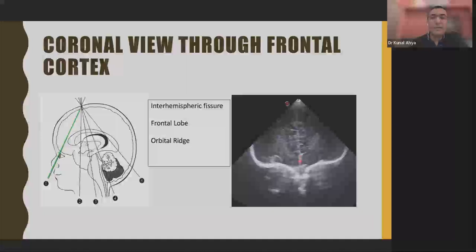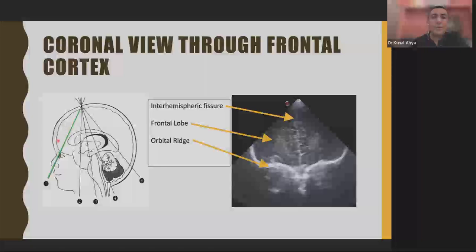Now, can anyone tell what is this prominent structure? Anyone can type in the chat box. Yes, it is the interhemispheric fissure, and the falx cerebri goes inside this. So again, right side, left side, this is the interhemispheric fissure, this is the frontal lobe, and this is the orbital ridge. Below that is the orbit, that is, both the eyes are there. So this is the anterior most view. Again, we are not seeing any of the ventricles. In the anterior most and posterior most views, we will not be able to see any ventricles. So this beam is passing through the frontal lobe.